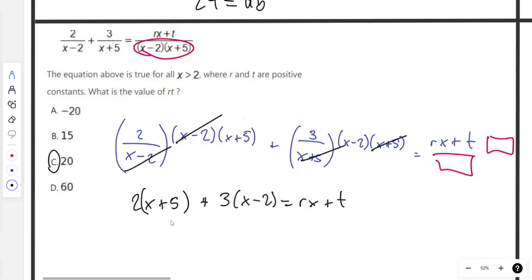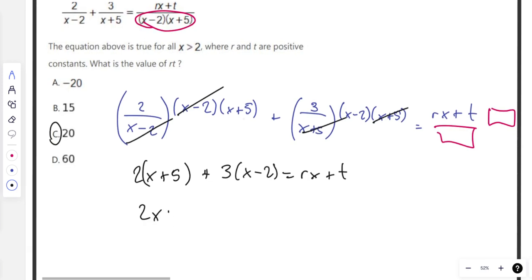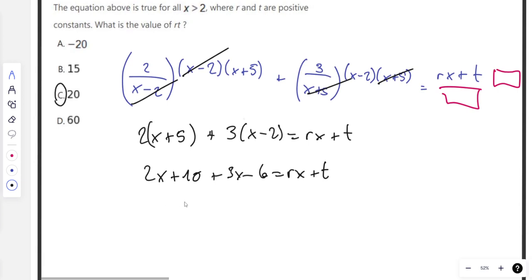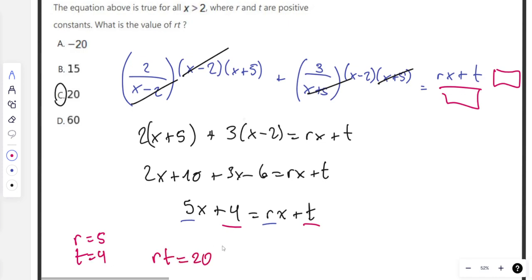It's also tedious to solve it by hand, so this would be 2x plus 10 plus 3x minus 6 equals Rx plus t. But definitely solving it by hand is more robust. I would get 5x plus 4 equals Rx plus t. And matching up those numbers, I can see r equals 5 and t equals 4. So RT equals 20. And that's again going to be answer choice C.